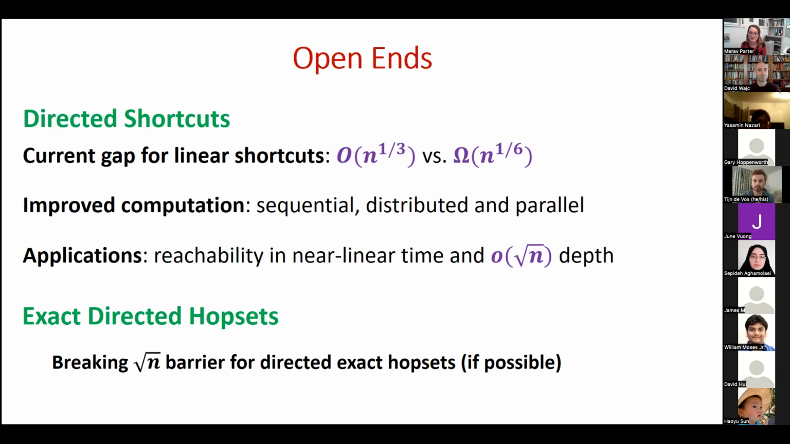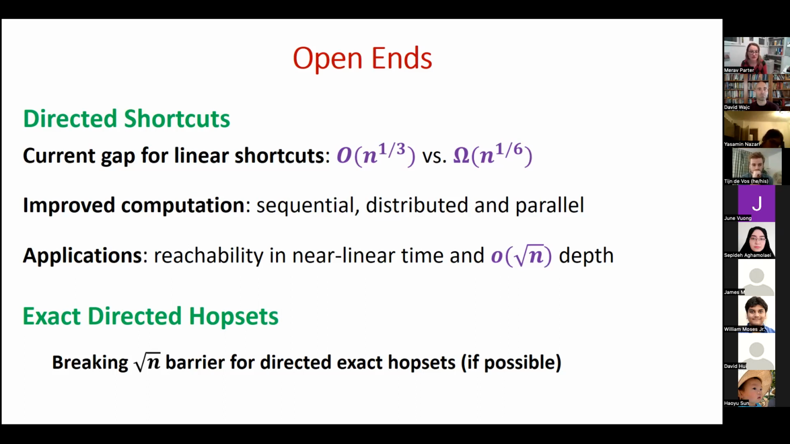It will be super great to have efficient constructions of these shortcuts in, well, in the sequential, but mostly in the distributed and parallel. Eventually, if you do that, it would mean that it will be possible, for example, to compute shortest path reachability, single source reachability in linear time and less than square root n depth. That will be like the holy grail question here.